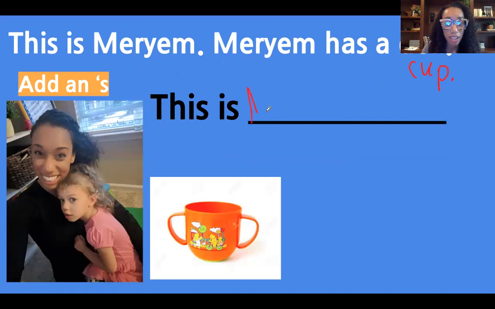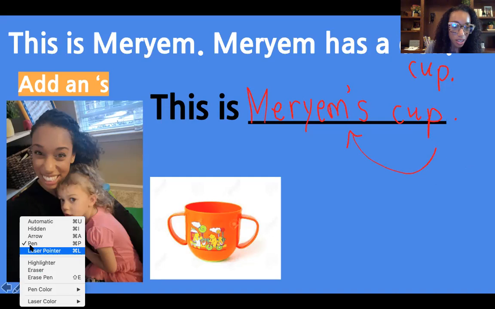Well, let's write Miriam. So this is Miriam. Okay, write it with me. M-I-R-I-A-M. What am I going to add? Who's our friend? Good, apostrophe S. And then I can write the noun. So this is Miriam's cup. How'd you do? Did you write that? The cup belongs to who? It belongs to Miriam. Exactly. Good job.